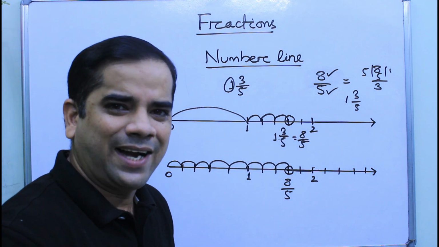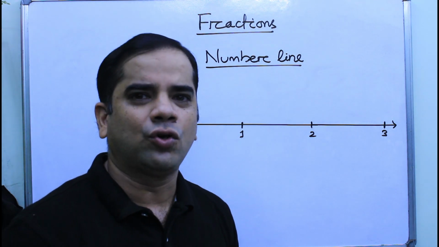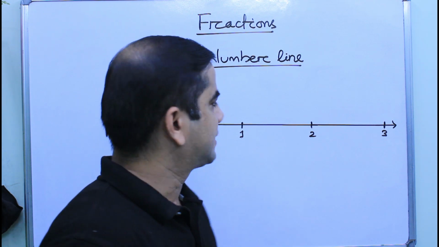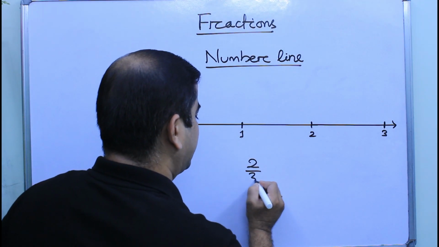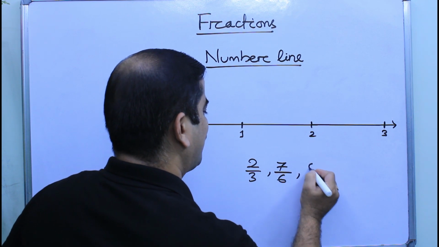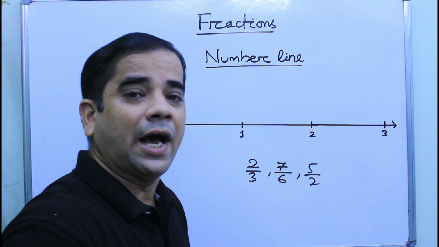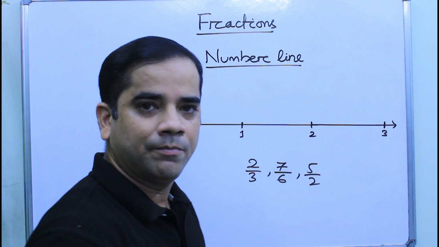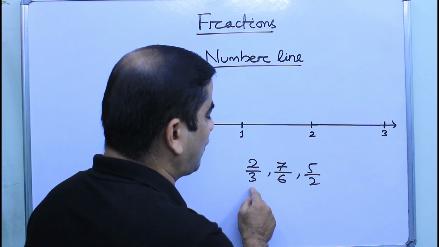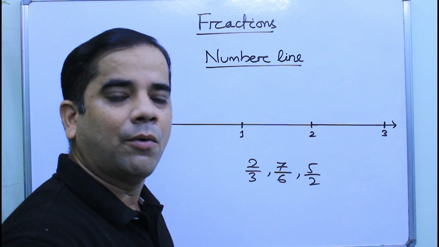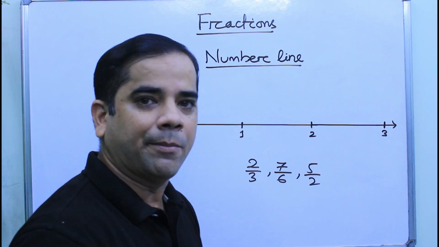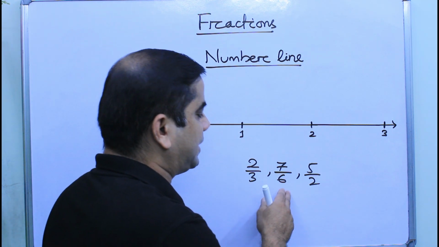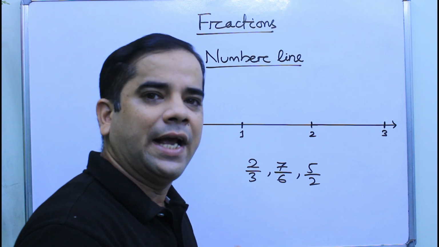Okay, hope you understand. Students, let us now discuss how to represent given multiple fractions on a single number line. Okay. Suppose the given fractions are 2 by 3, 7 by 6 and 5 by 2. Now the question arises that all these fractions have different denominators. How to represent them? So for that we need to find the LCM of 3, 6 and 2. As we have already discussed in our LCM chapter how to find out the LCM, you can find out the LCM of 3, 6 and 2 by using any of the methods.